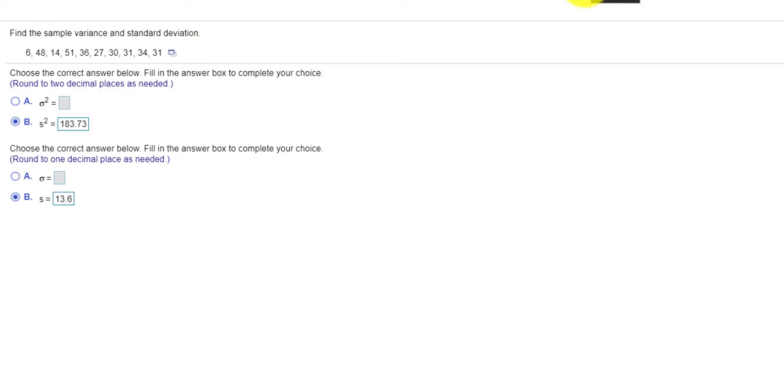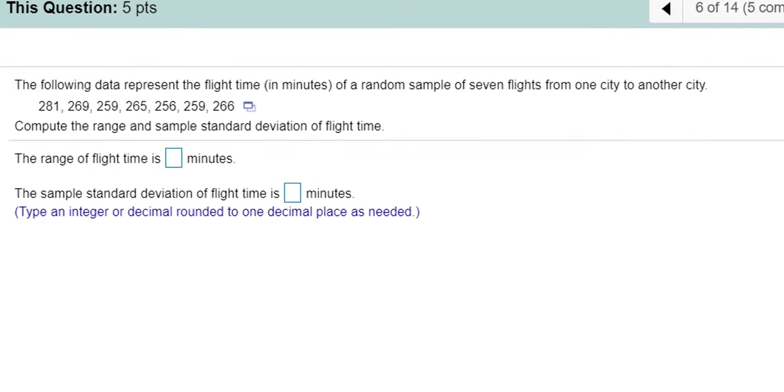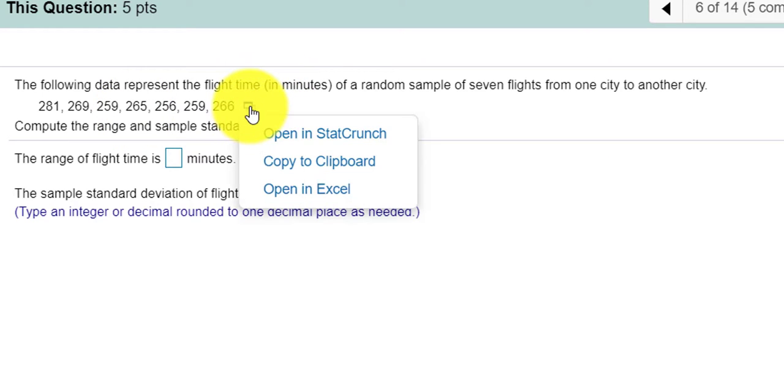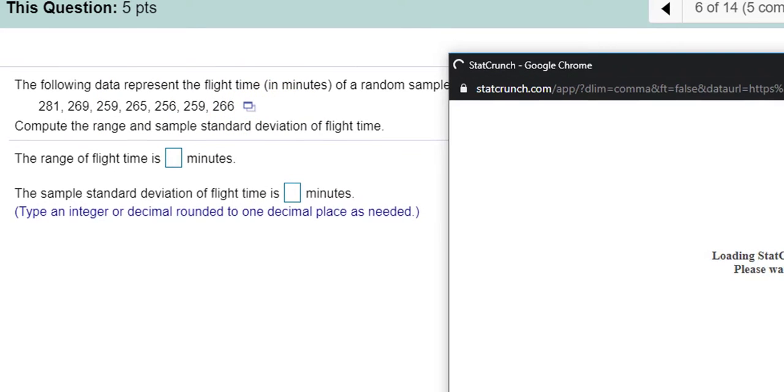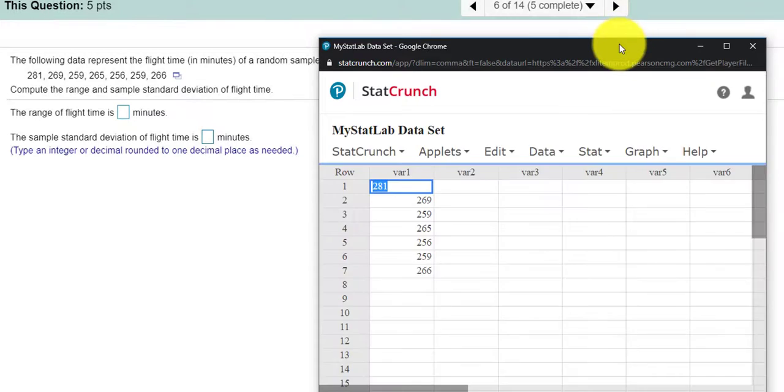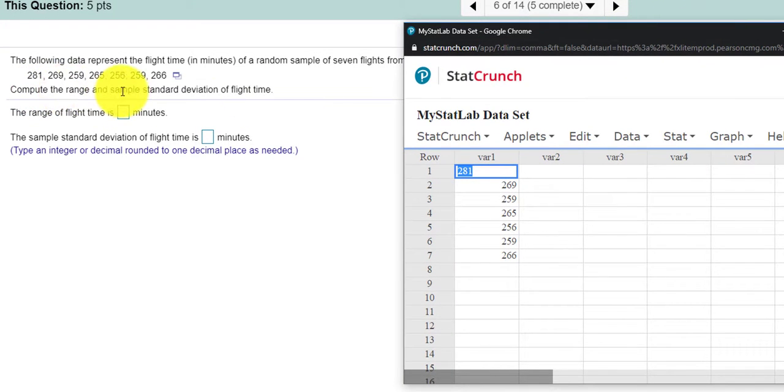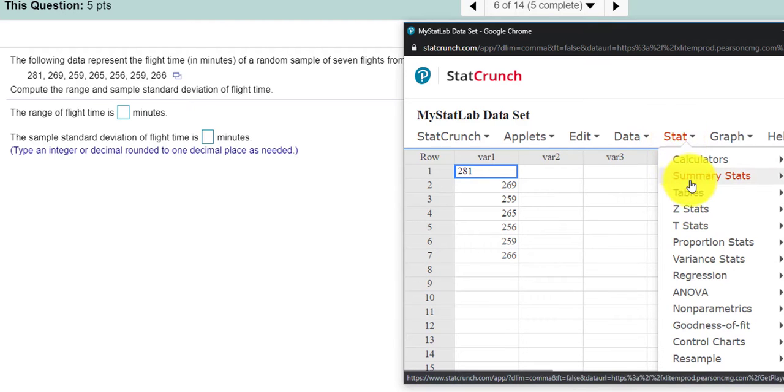Let's do one more. Number 6. All right, so we have our data, flight times from one city to another, the range. All right, we could just subtract the lowest number from the highest number. If you want to keep using StatCrunch, you can do that. You know, it might just be easier to eyeball this data and look for the lowest number and the highest number. But I'll use StatCrunch.